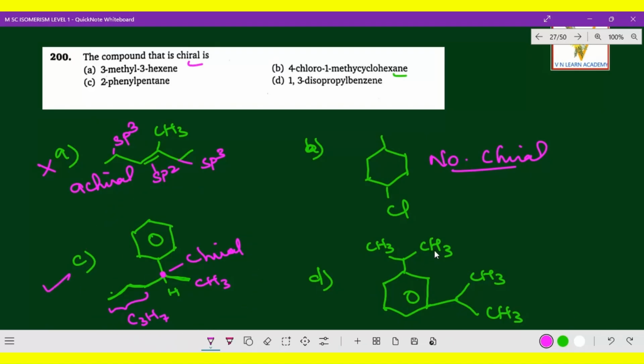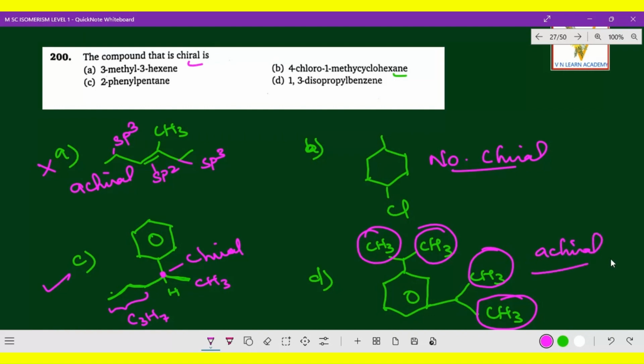Let us check this point. Chiral means 4 different groups, but here similar groups are available: methyl, methyl, and this side also methyl, methyl. So here you can find achiral only. You cannot find chiral. Chiral means 4 different groups. So compound C is the chiral one. Only C, 2-phenyl pentane, is chiral.